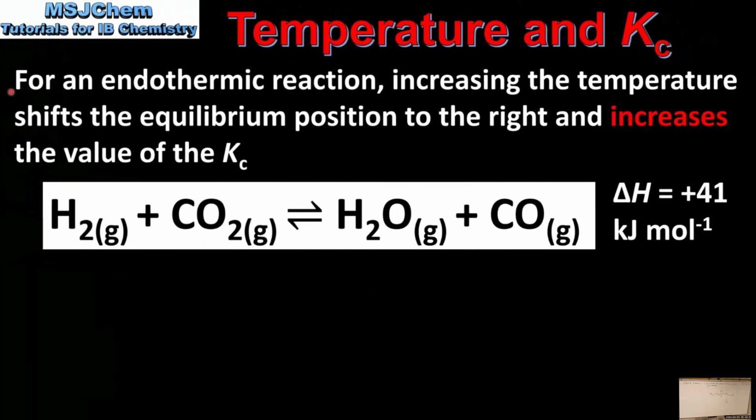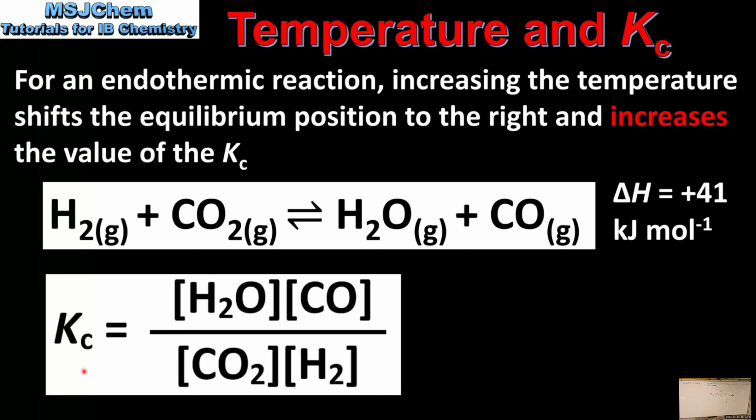For an endothermic reaction, increasing the temperature shifts the equilibrium position to the right and increases the value of the Kc. Here we have the reaction between hydrogen and carbon dioxide to produce water vapor and carbon monoxide. As we can see from the sign of the enthalpy change, the forward reaction is endothermic. And here we have the equilibrium constant expression for the reaction.